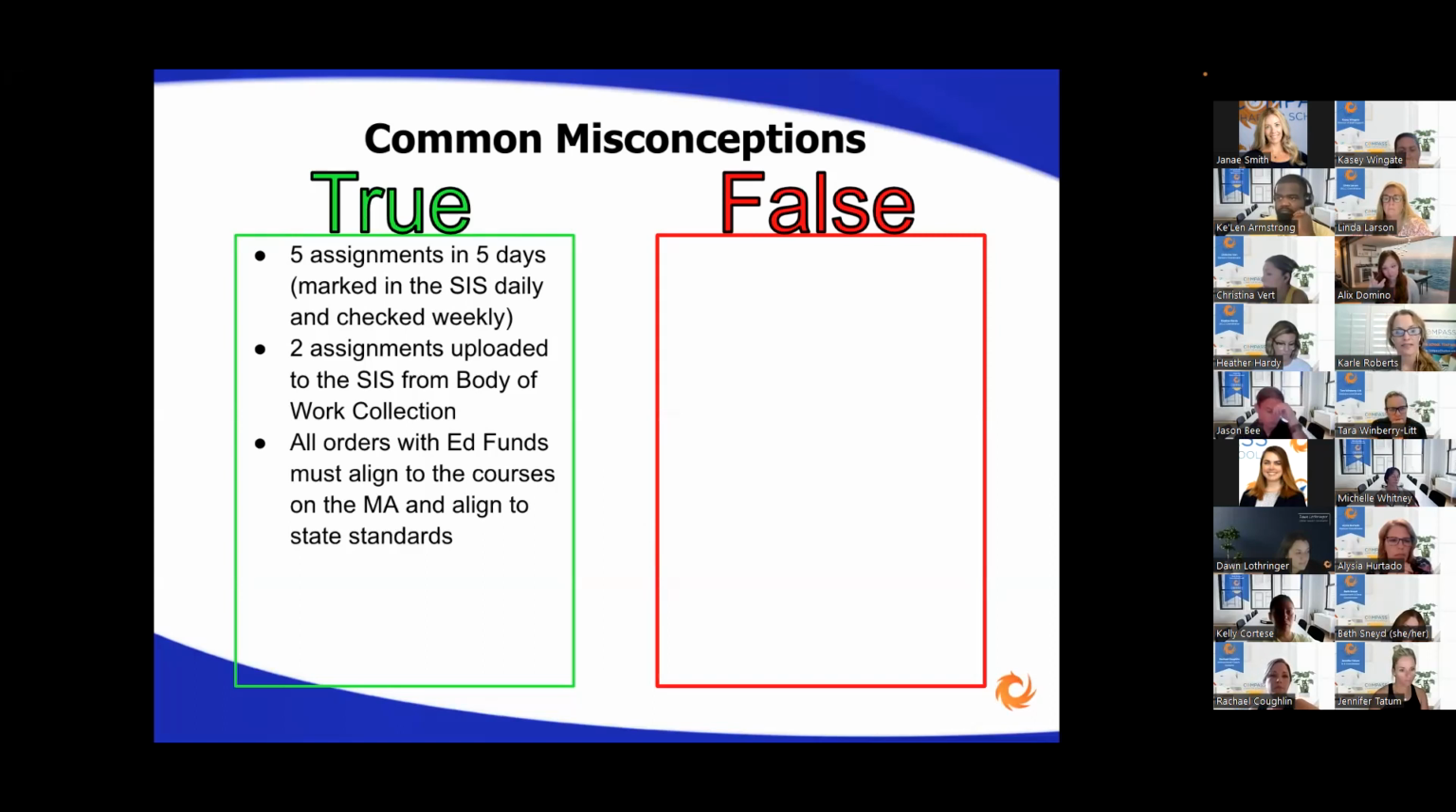All orders with ed funds must align to the courses on the master agreement and align to state standards. So scholars or learning coaches don't just get to order whatever. That supervising teacher not only oversees the scholar's budget, but they're ensuring that every order that crosses through OPS to them is checked. Does this align with this course on the master agreement? Does it support the learning for that, whether it is the actual core curriculum or something supplemental to that?